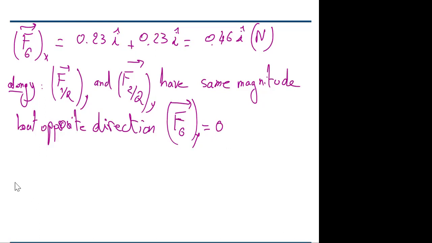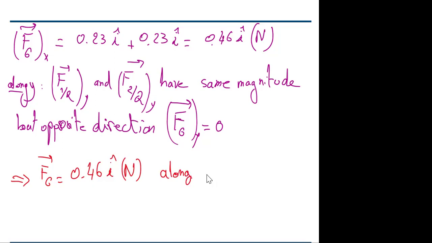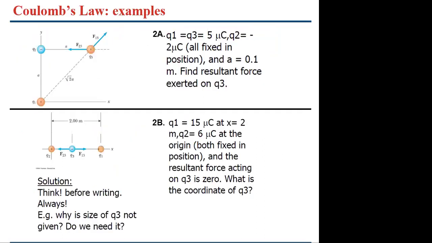So now what about the total vector FG? FG will be equal to 0.46i only. There is no y component because the y component is cancelled. Okay? So we can see that our vector is along the positive x, this is its direction, and its magnitude is 0.46 Newton. That's very nice. So we are done with this example. I think it's easy and possible to do by yourself. Now let's move to another example.